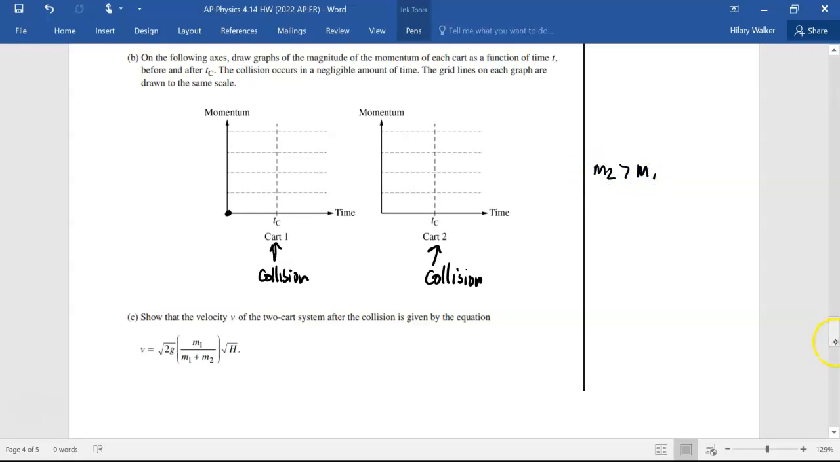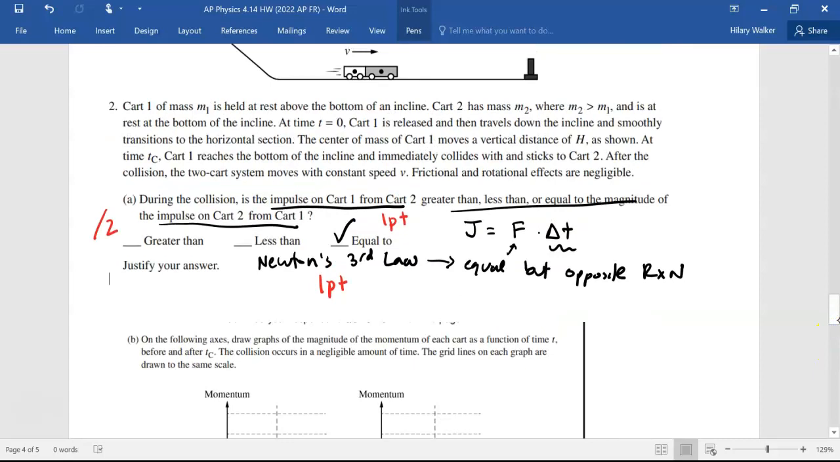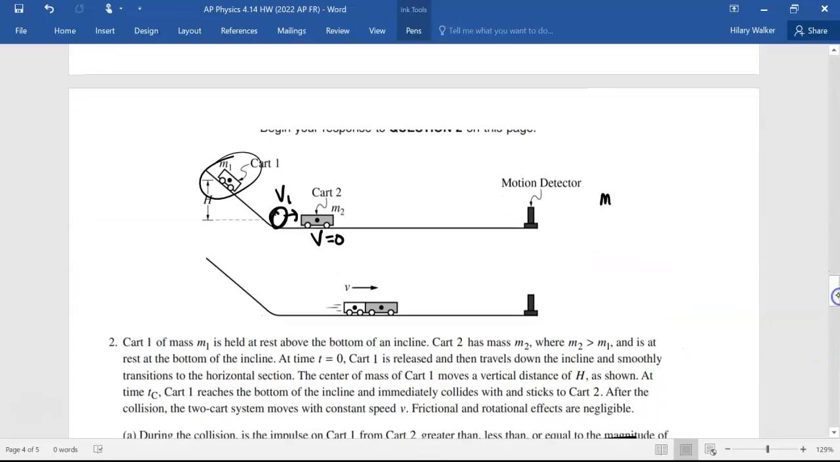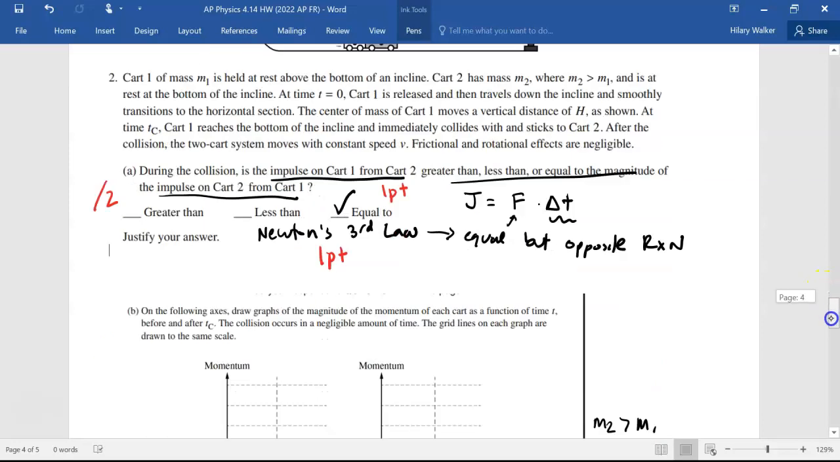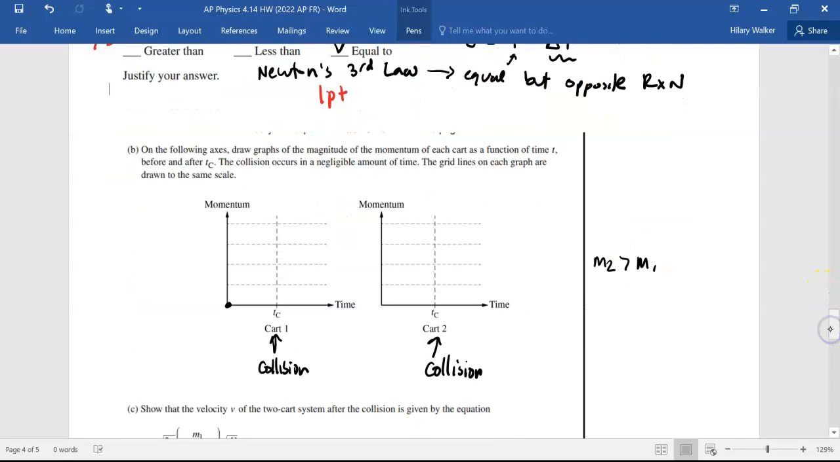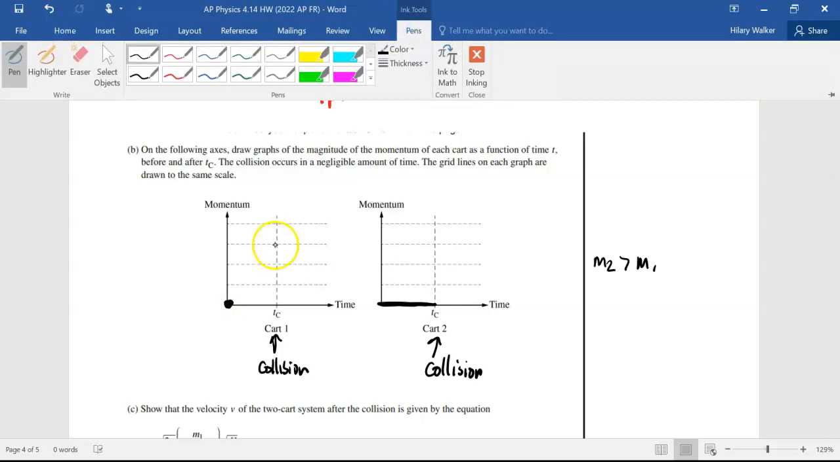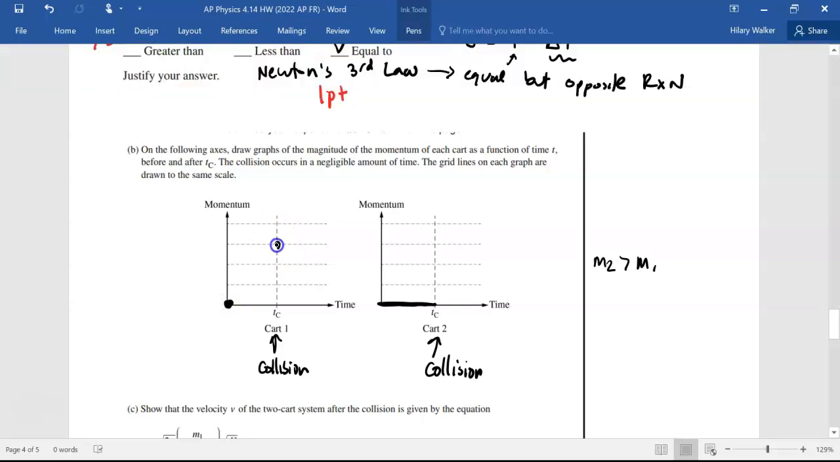Okay, so when this problem starts, let's go ahead and look back to the original problem. Cart 2 is initially at rest. Cart 1 starts at rest, but then it's going to have some velocity right before it hits cart 2. So that means cart 2 is at rest before the collision. It's at rest the whole entire time. Cart 1 starts at rest, so I'll go ahead and draw a little dot here. Okay, and let's just say cart 1 has a final momentum of this, so I'll go ahead and draw that on there like that. Okay, so now let's worry about after this.